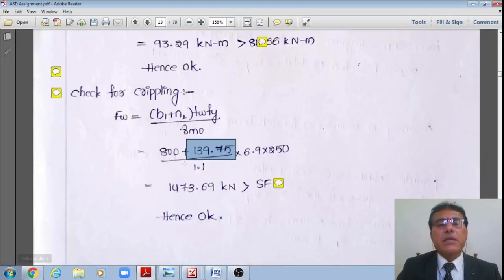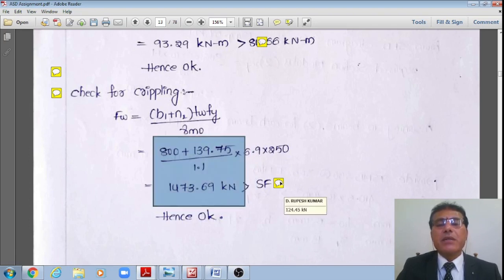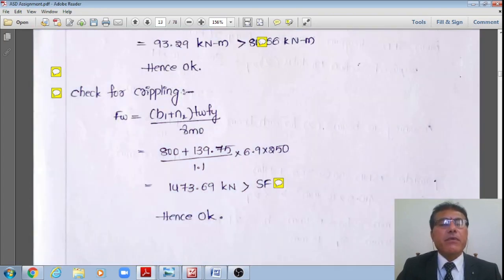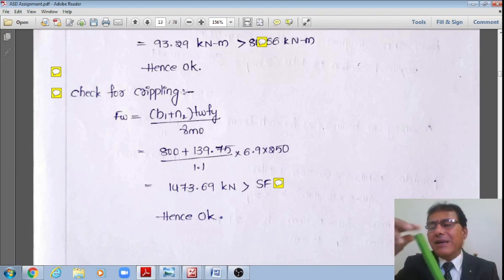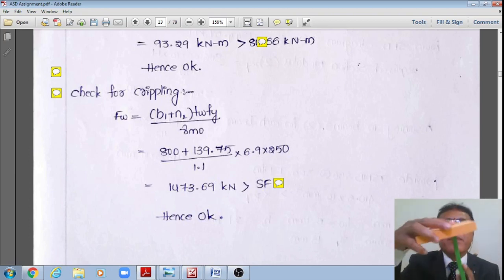Therefore, b1 plus n2 divided by 1.1: 800 plus 139.75, divided by 1.1, multiplied by 6.9 multiplied by 250, that divided by 10 to the power 3. It works out to 1473.69 kilonewton. However, the shear force on each beam is just 124.45 kilonewton only. Therefore, the web will not fail in the crippling criteria. Therefore, it is okay in web crippling also.